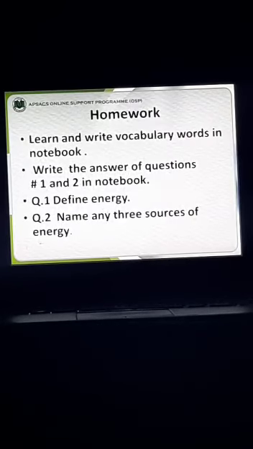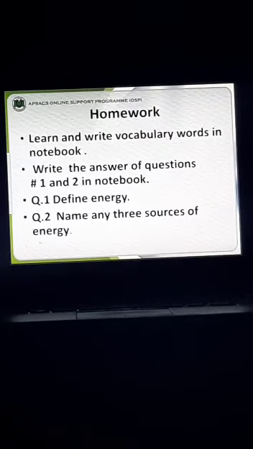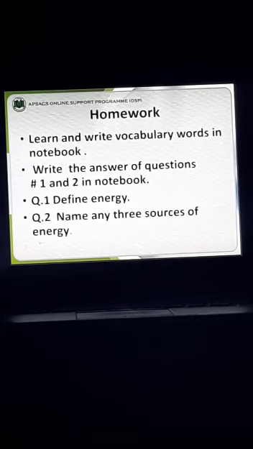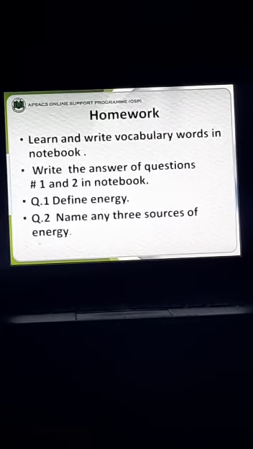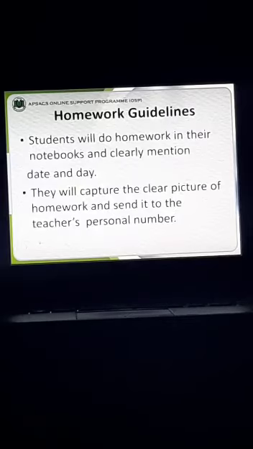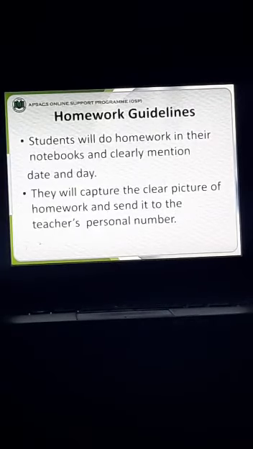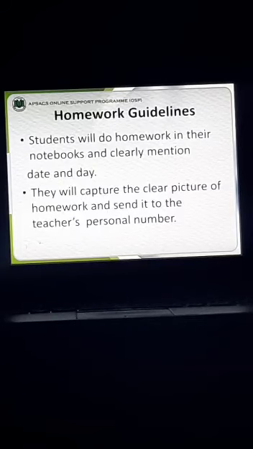Dear student, this is your home assignment. Learn and write vocabulary words in notebook. You will learn the vocabulary words and write them in your notebook. Write the answers of questions 1 and 2 in notebook. Question 1, define energy. Question 2, name any 3 sources of energy. These are the homework guidelines. Students will do homework in their notebooks and clearly mention date and day. They will capture the clear picture of homework and send it to the teacher's personal number.